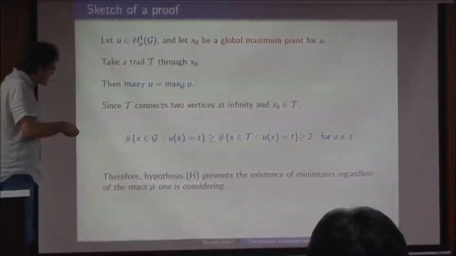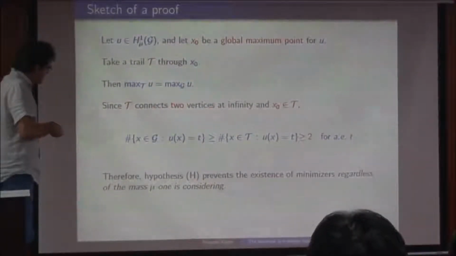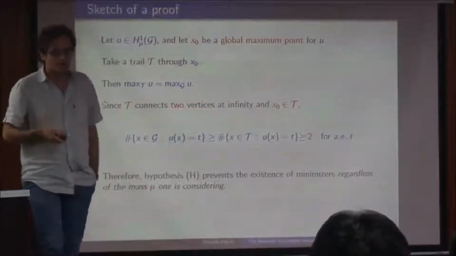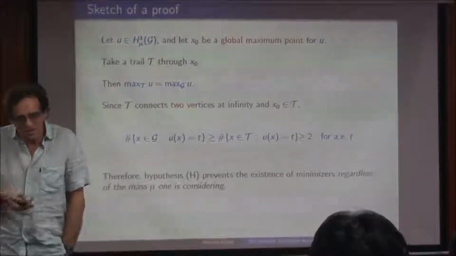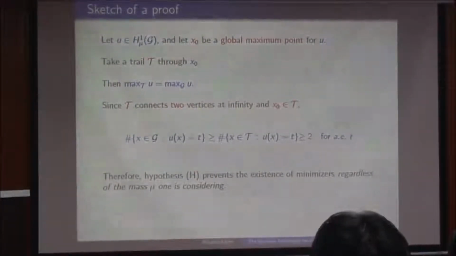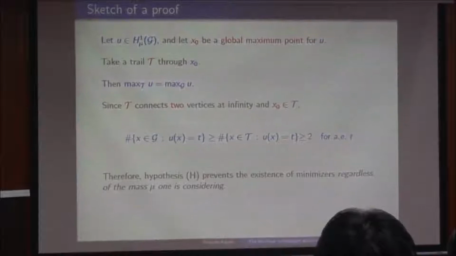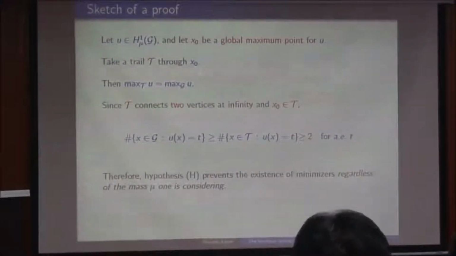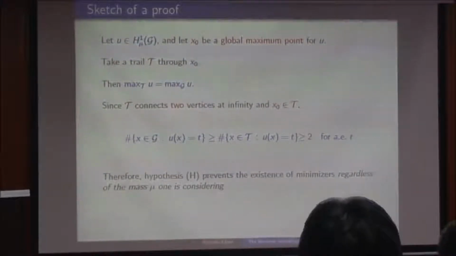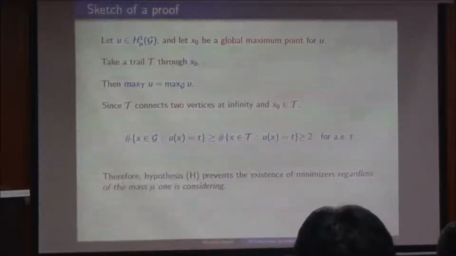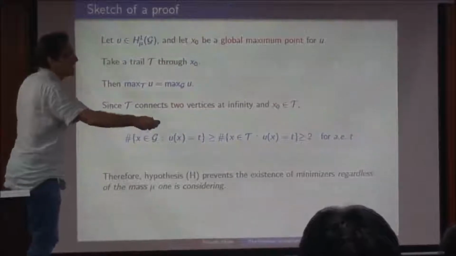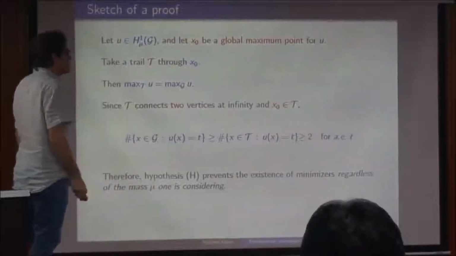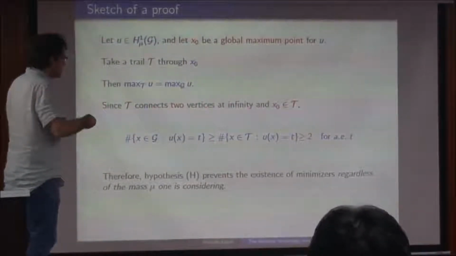And I want to stress that this hypothesis prevents the existence of minimizers for every mass. A topological hypothesis works for every mass. It is a sort of duality between mass and length in this scheme. So for every mass, if the hypothesis H is fulfilled, there is no ground state, in the sense that the infimum is attained by running away solitons, and it is not attained by any function.